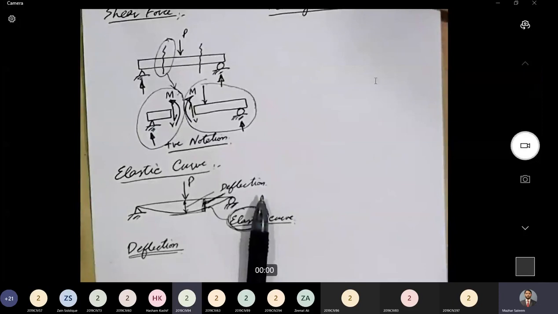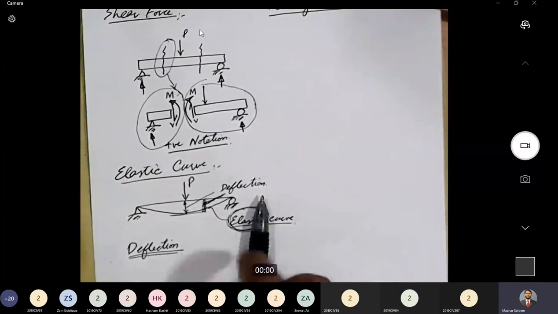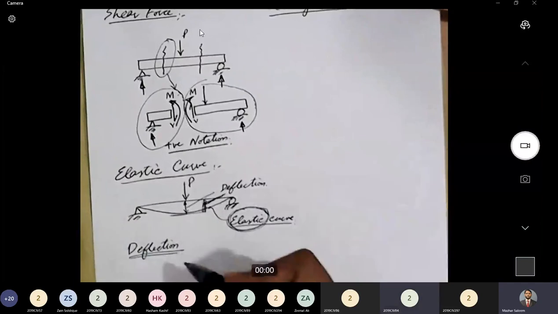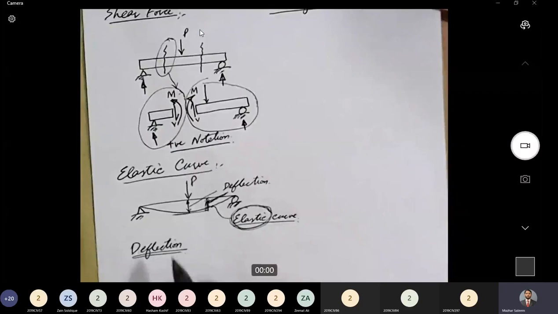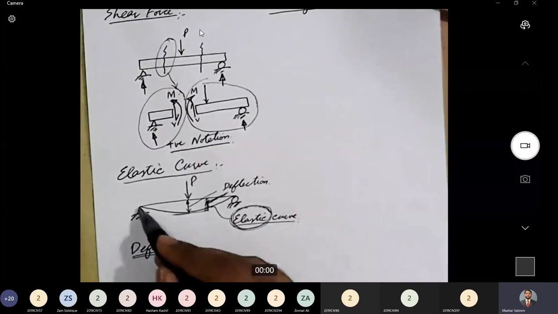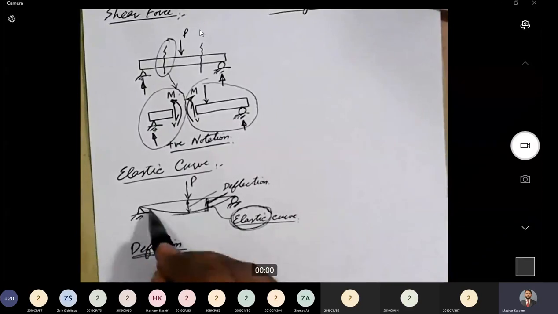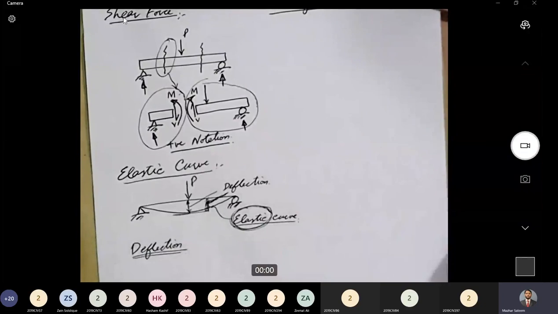Sir, can you please repeat the definition of elastic curve? Okay. You are 86, I asked 84 to go ahead, but anyways, elastic curve. Now, what is elastic curve? Let me answer first. So elastic curve is the deformed shape of a structural member. See, this was the original shape.